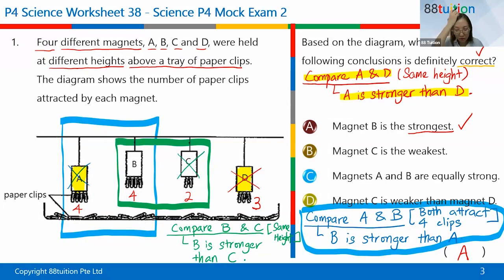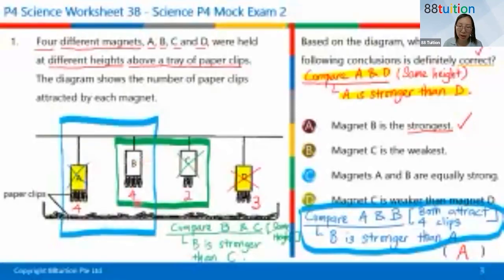All right, any questions so far? All right. Now, I wouldn't know whether C is the weakest or not. It's hard to tell actually, all right? But I know B is the strongest, all right? Now, A and B being equally strong is not possible, all right? B is stronger than A, so saying A and B are equally strong is definitely wrong.